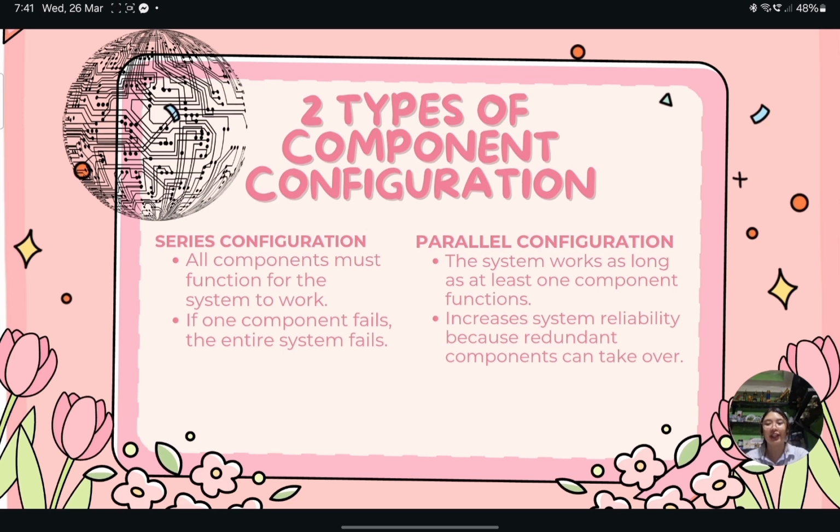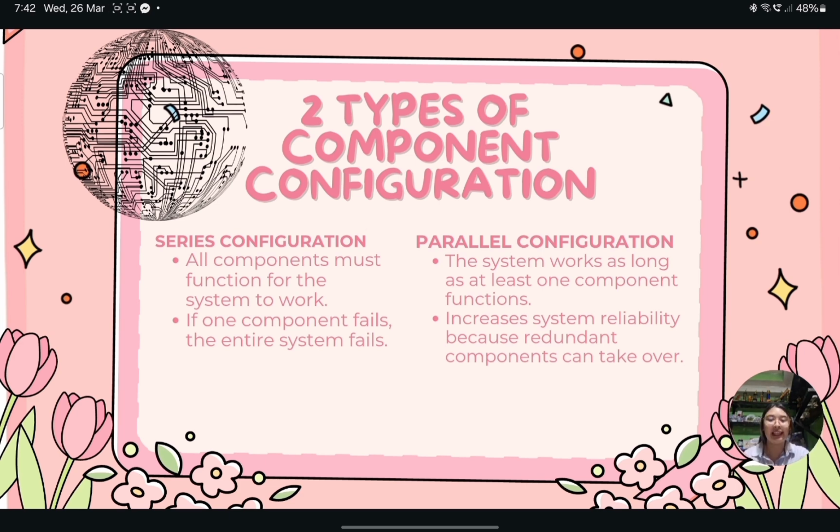So series configuration, all components must function for the system to work. If one component fails, the entire system fails. So in series, for example, let's just say you are 5 in a group, there are 5 persons in this group, and if one person didn't comply with the things that he or she must do, then the rest of the work will fail.